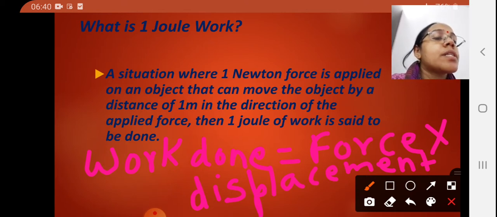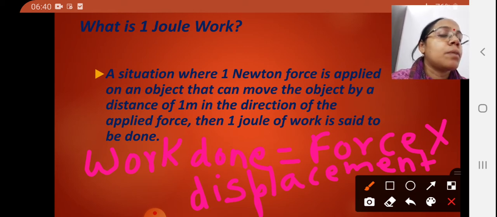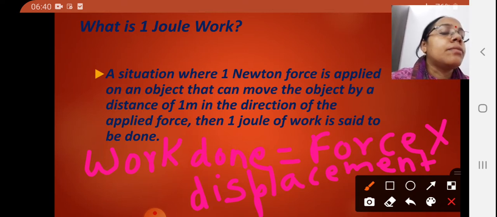When force is unity, that means 1 Newton force. What is the magnitude of the force? It is 1 Newton force is applied on an object, and the displacement that takes place in the object is of 1 meter. When 1 Newton force is applied on an object and 1 meter displacement occurs in that object, then the work done by the object is known as 1 joule of work.